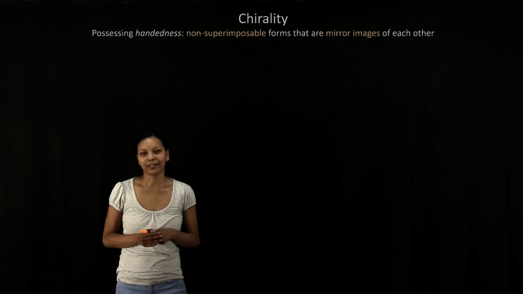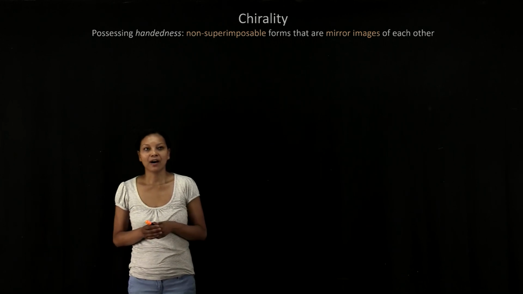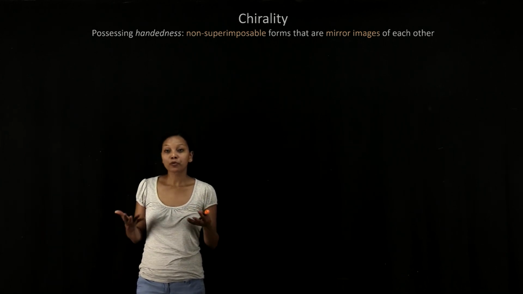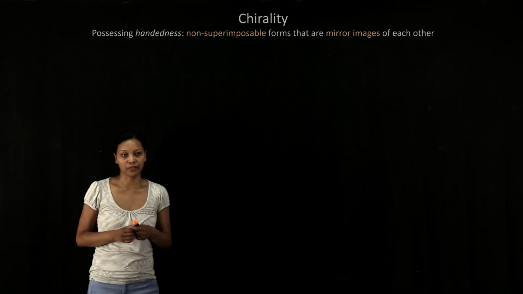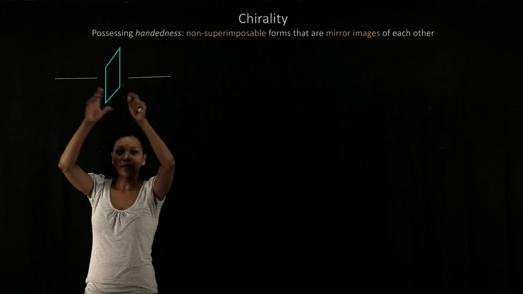So what is chirality? Well, it's basically something that possesses handedness. This something has non-superimposable forms that are mirror images of each other. And so for example, I would like to bring up these two lines.